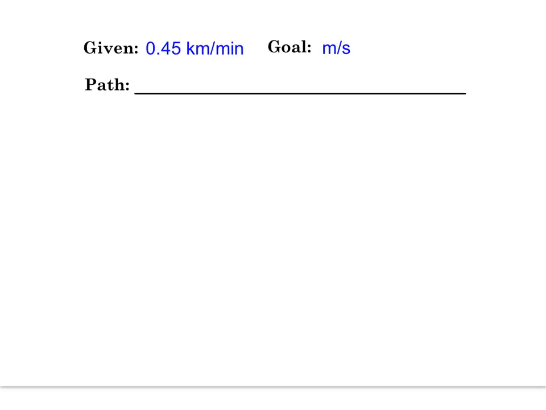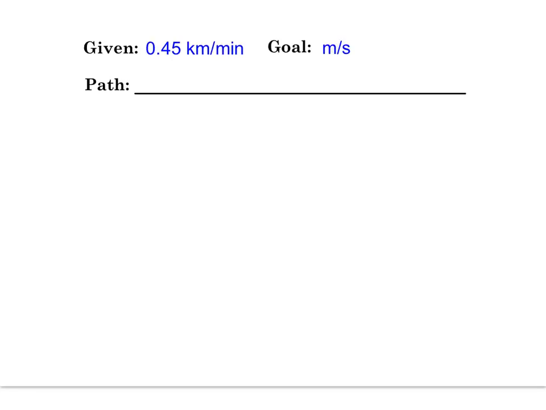Alright, I know we had so much fun on the last slide. Let's just do another problem. We'll go a little bit quicker this time because I don't need to explain as much. So again, here we have our given up top, which is 0.45 kilometers per minute, and we want to convert that into, again, meters per second. So let's go through and figure out our path.